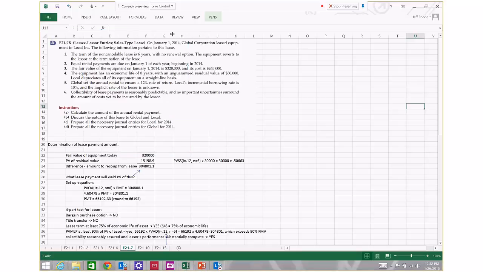So here we are in exercise 21-7B. In this particular problem, we've got 2 or 3 different twists.